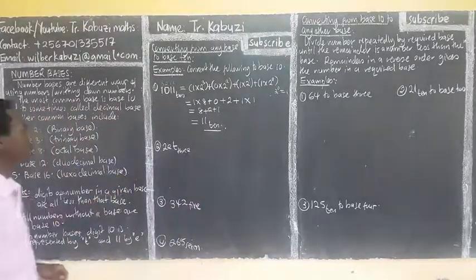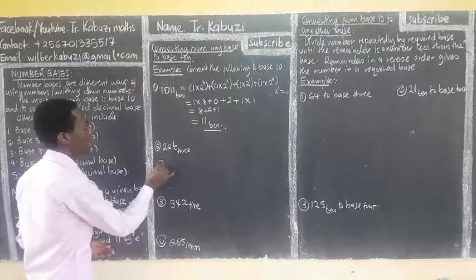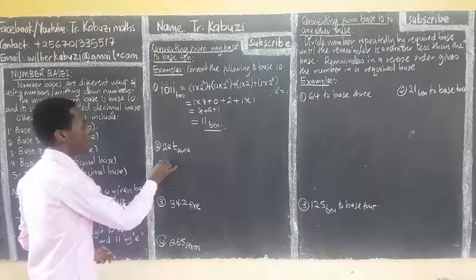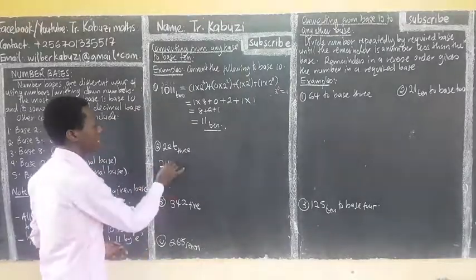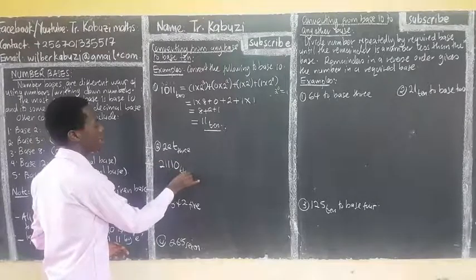When you come to this, now we have E and T. In simple terms, we first handle these. So E is 11, then T is 10. That's how you handle this one. Then this is base 3.